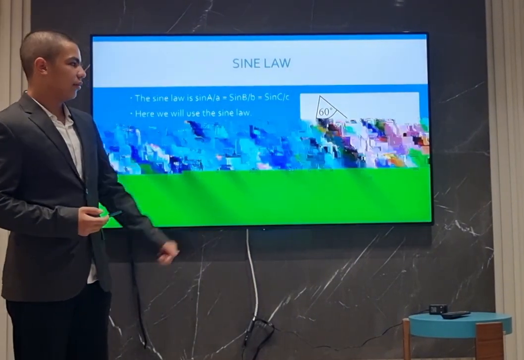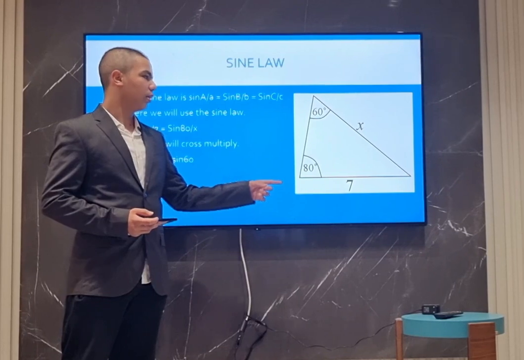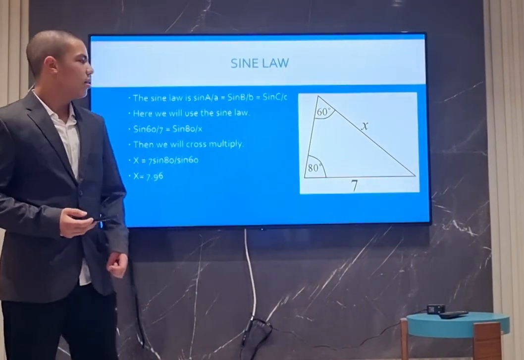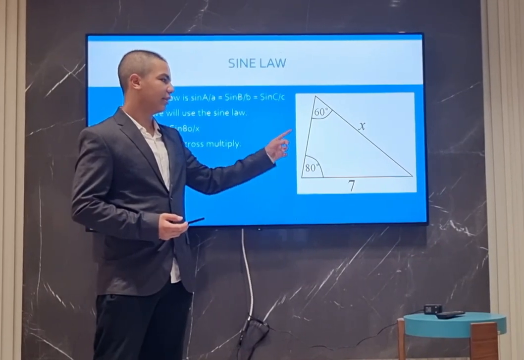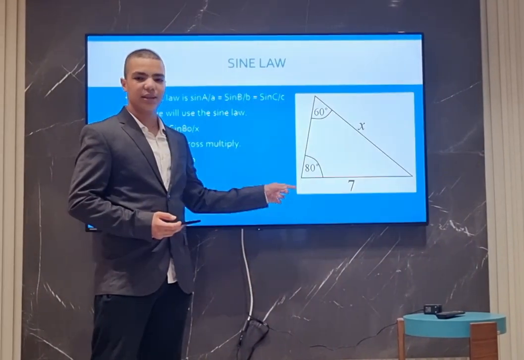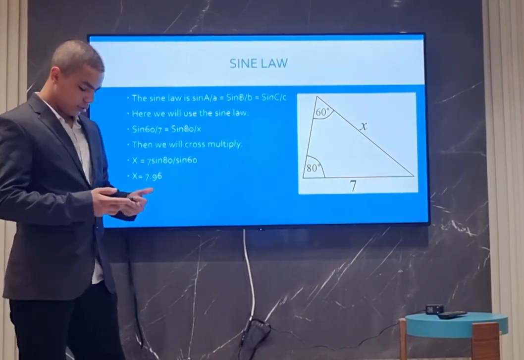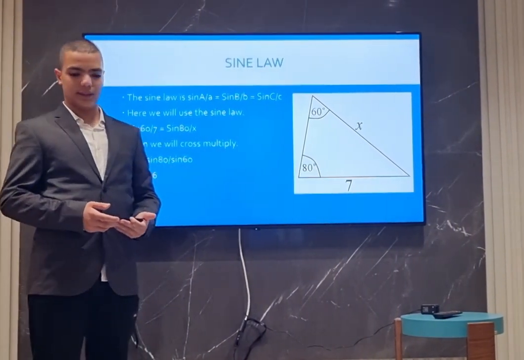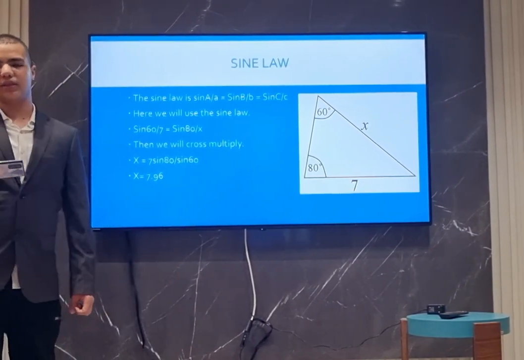Here we are given an angle. We have two sides and two angles on one side, and we want to find x. So sine 60 over 7 is equal to sine 80 over x. Then we will cross multiply. So it will be 7 sine 80 over sine 60. And this will give us x, which is 7.96.